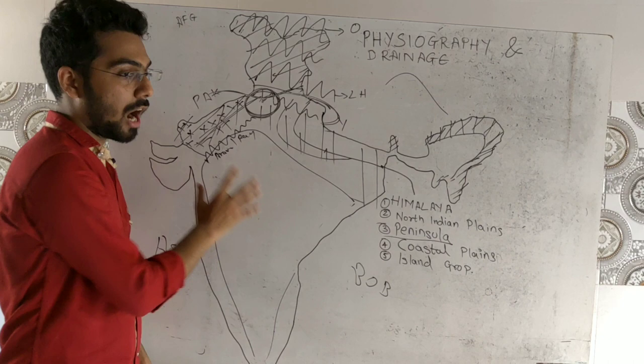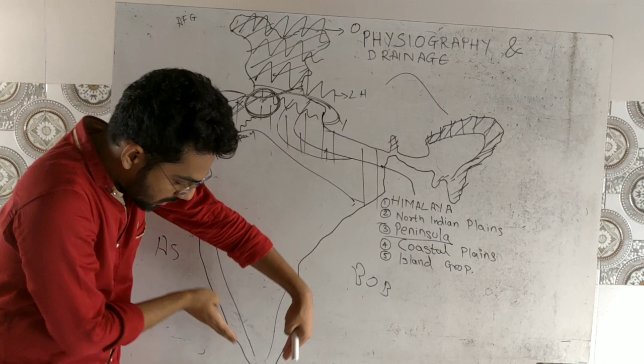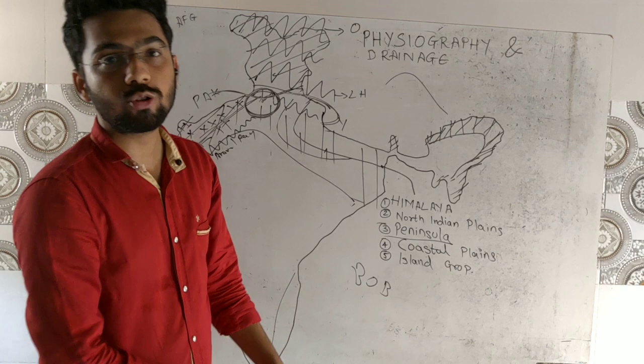How would we define the peninsula region? The area lying to the south of North Indian Plain. And it is tapering. Tapering is making a cone shape, a particular kind of thing. So the area lying to the south of North Indian Plain, and which tapers towards the south, is known as Indian Peninsula.